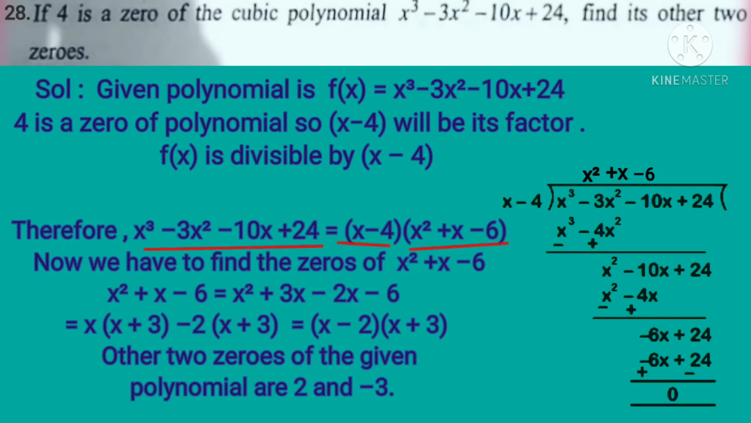6. Now we have to find the zeros of this x square plus x minus 6. So we will solve it by splitting its middle term. So plus 3x minus 2x we will get only x, and multiplying it we will get minus 6. So this is x into x plus 3 minus 2 into x plus 3, we will get x minus 2 into x plus 3. So the two zeros are 2 and minus 3.